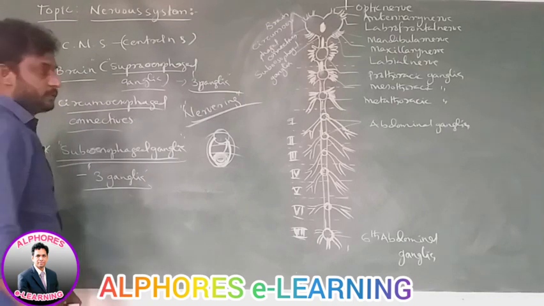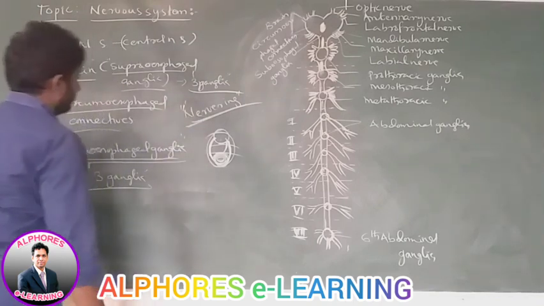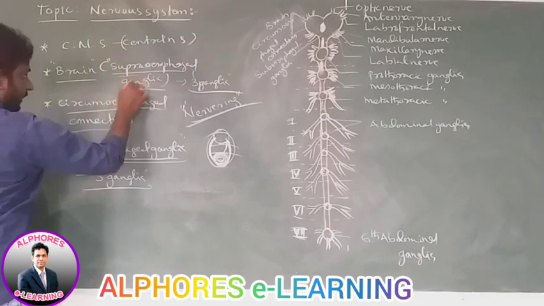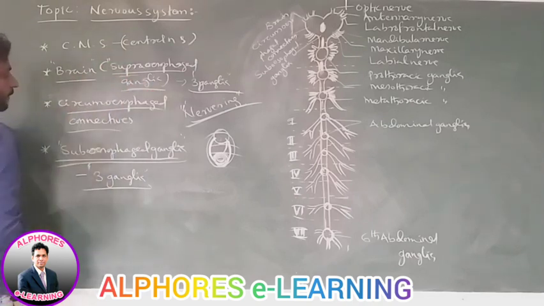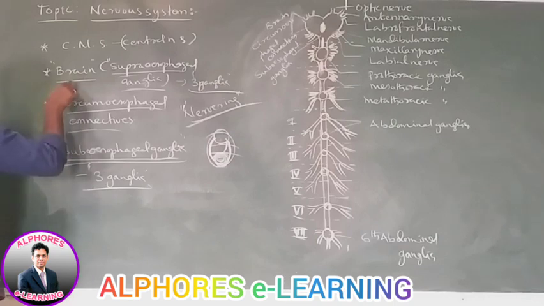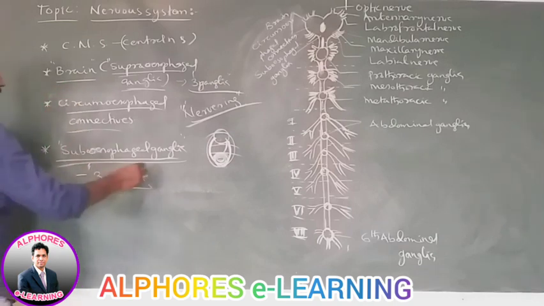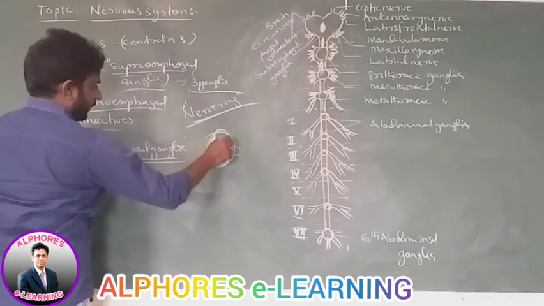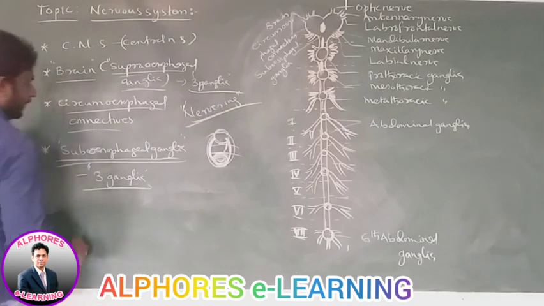Okay, so how is that nerve ring formed? The nerve ring is formed by one supraesophageal ganglia or brain, one subesophageal ganglia, then two circumesophageal connectives. The brain is the sensory center, and the circumesophageal connectives are just connectives. They connect the brain with the subesophageal ganglia.